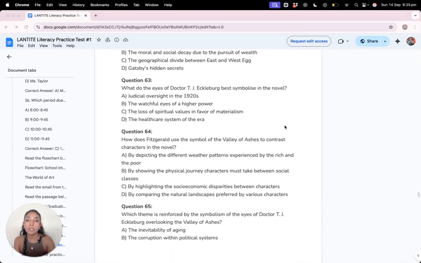Then we've got question 63. What do the eyes of Dr. T.J. Eckleburg best symbolize in the novel? A, traditional oversight in the 1920s. B, the watchful eyes of a higher power. C, the loss of spiritual values in favor of materialism. And D, the healthcare system of the era?